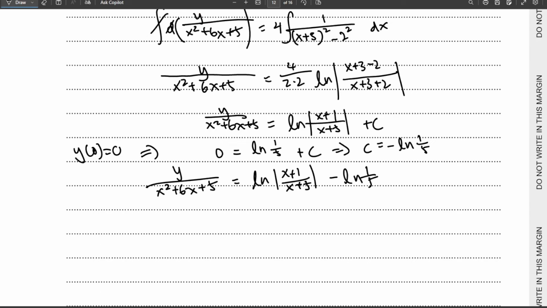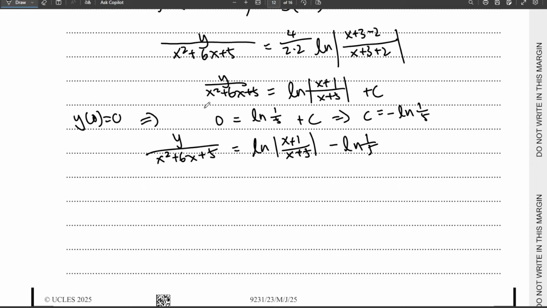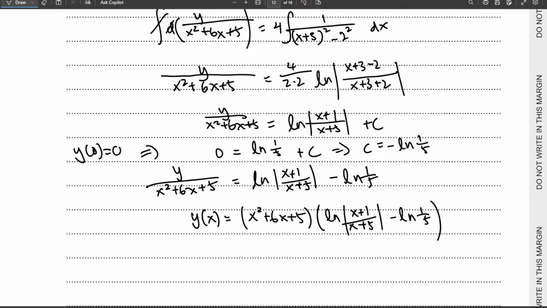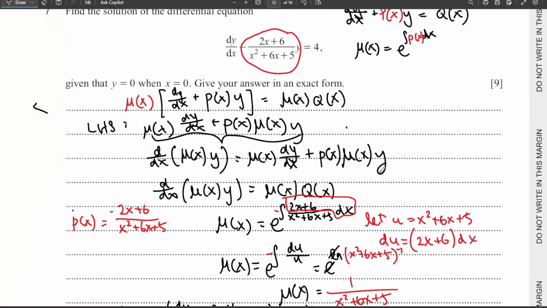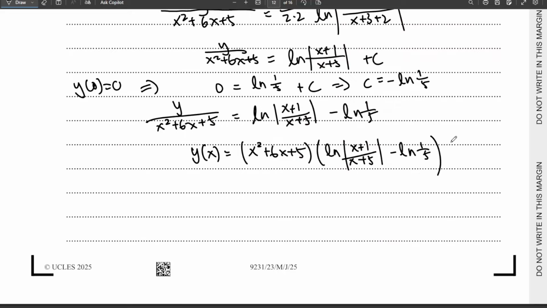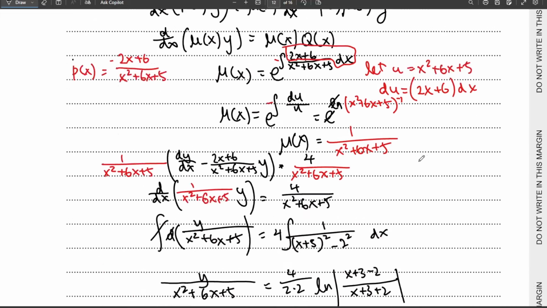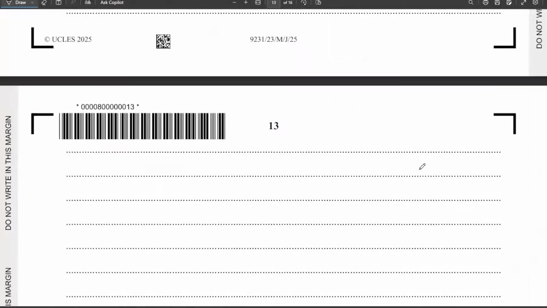And if you want to get an explicit equation in y of x, y as a function of x, you can just multiply both sides by the quadratic expression down there. Okay, so yep, this should be the final answer in an exact form. So we leave the constant as the natural log, and yeah, that's how you solve the linear first order ODE.